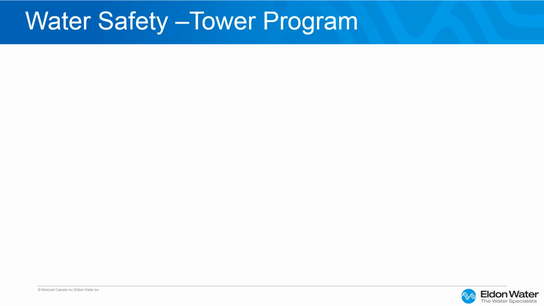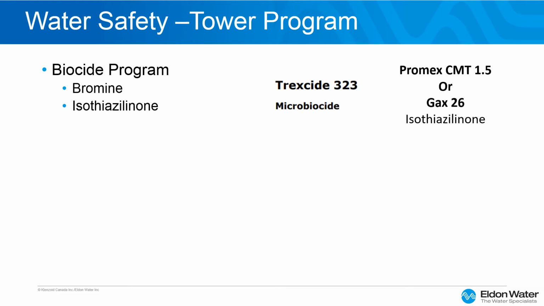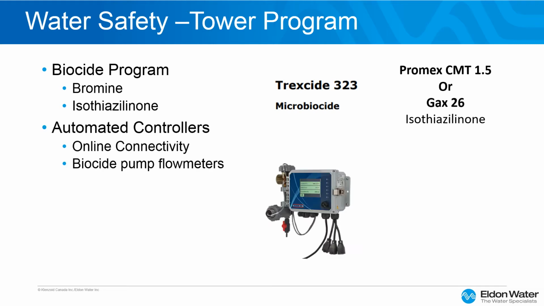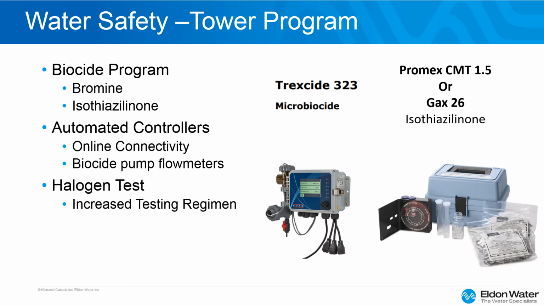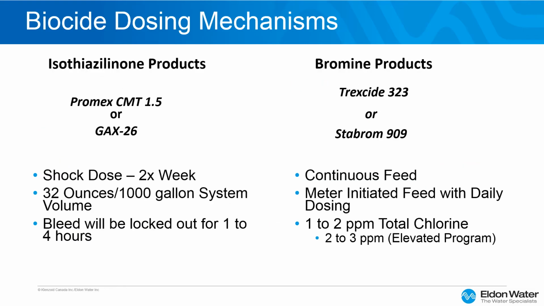So just as a reminder for the tower program as a whole, we're having bromine and ISO as your biocide programs. Again, the nomenclature on the ISO. Automated controllers are going to have online connectivity, and we're going to have biocide pump flow meters to help you track your biocide usage. We're going to be testing for halogen daily on the cooling towers for total chlorine. And again, just overall increased response. This is just changes from years past. Anyone who ran this program last year should be right at home.